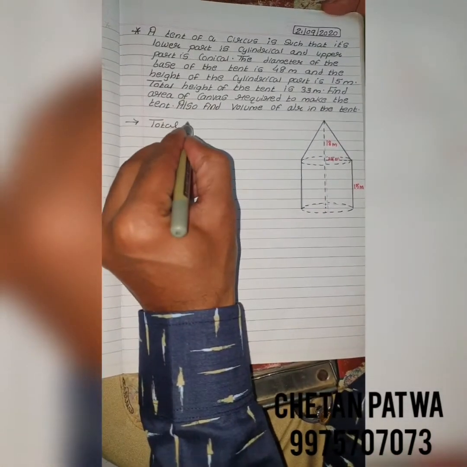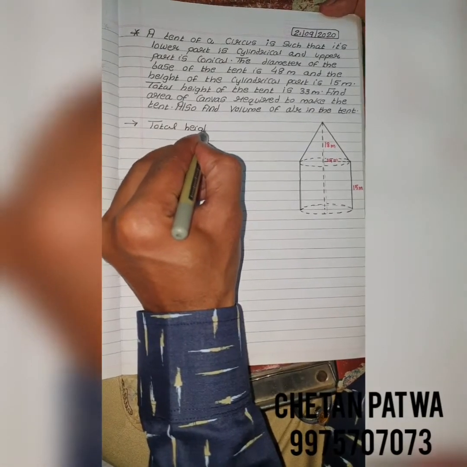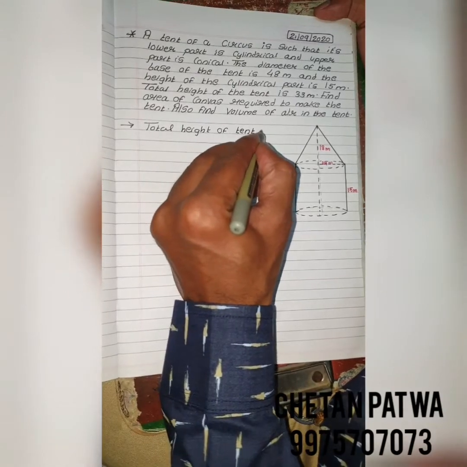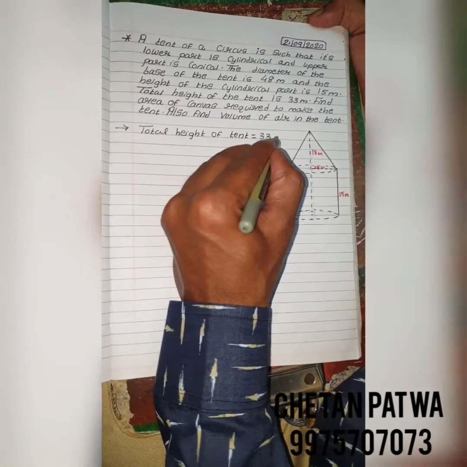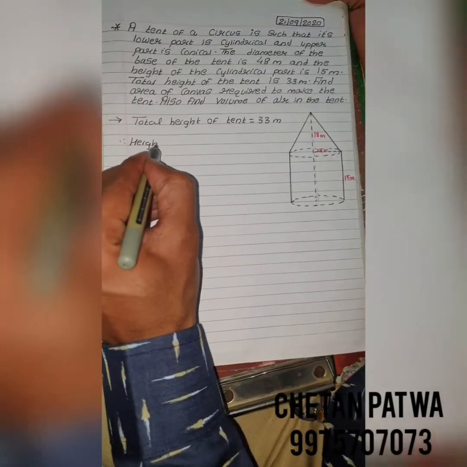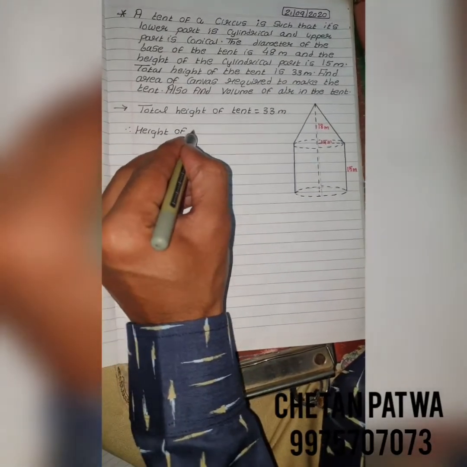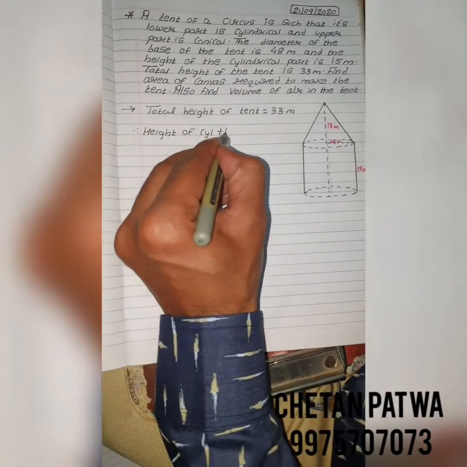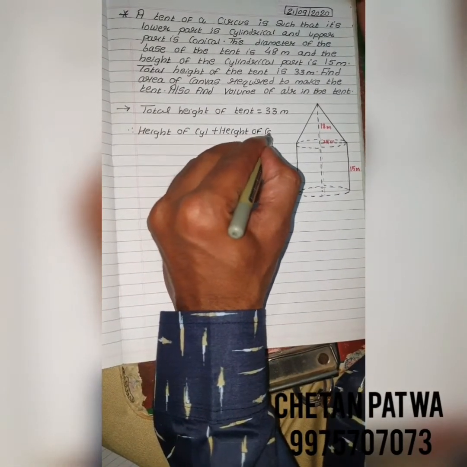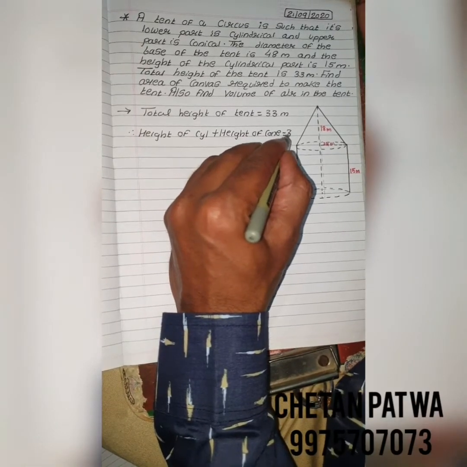Total height of tent is equal to 33 meters. Therefore, what I can say, height of cylinder plus height of cone is equal to 33.